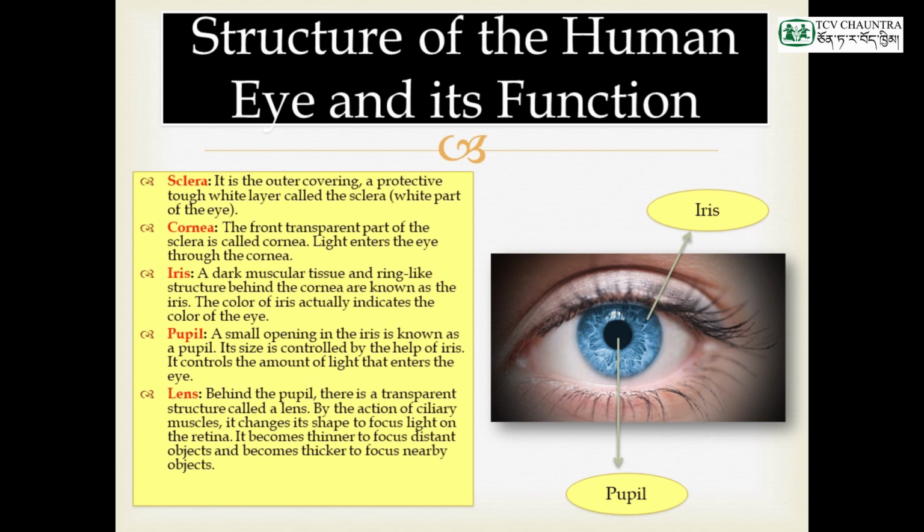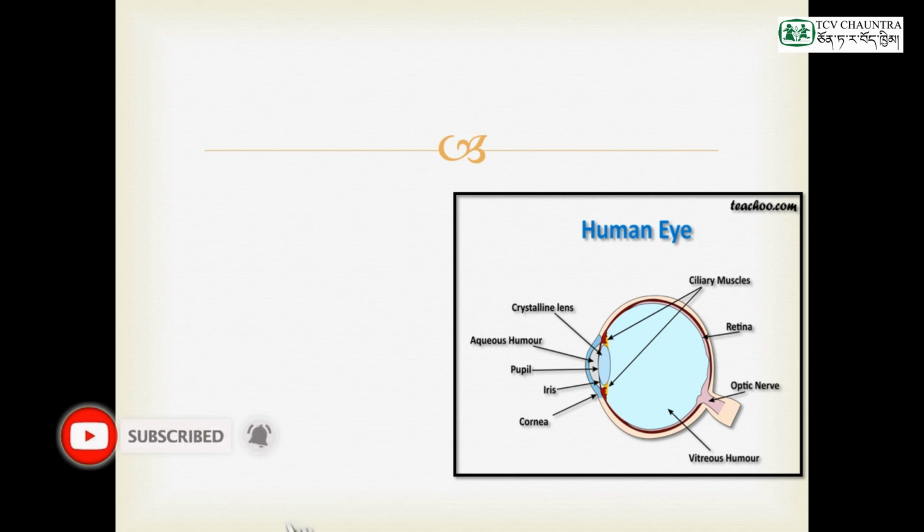thicker. To adjust this, we have another structure called the ciliary muscle, which changes the lens. The eye lens converges the incident ray coming toward the eye onto the retina. Okay, the structure of the human eye: the lens, pupil, iris, cornea, ciliary muscle, retina, optic nerve, vitreous and aqueous humor.